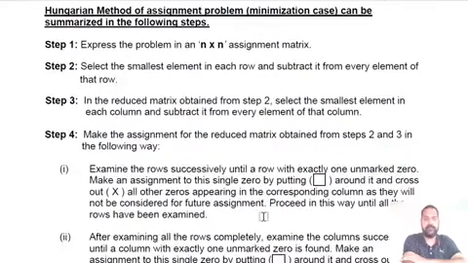That is the assumptions, and now the Hungarian method of assignment problem minimization case can be summarized in the following steps. Number one, express the problem in an n cross n assignment matrix. Number two, select the smallest element from each row and subtract it from every element of that row. Number three, in the reduced matrix obtained from step 2, which is after row reduction, select the smallest element from each column and subtract it from every element of that column. So row reduction, column reduction.